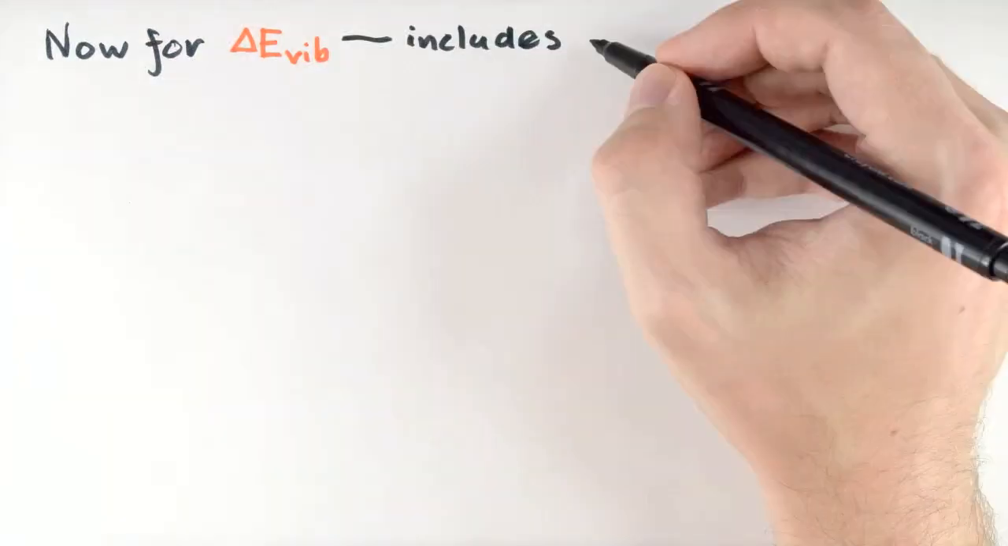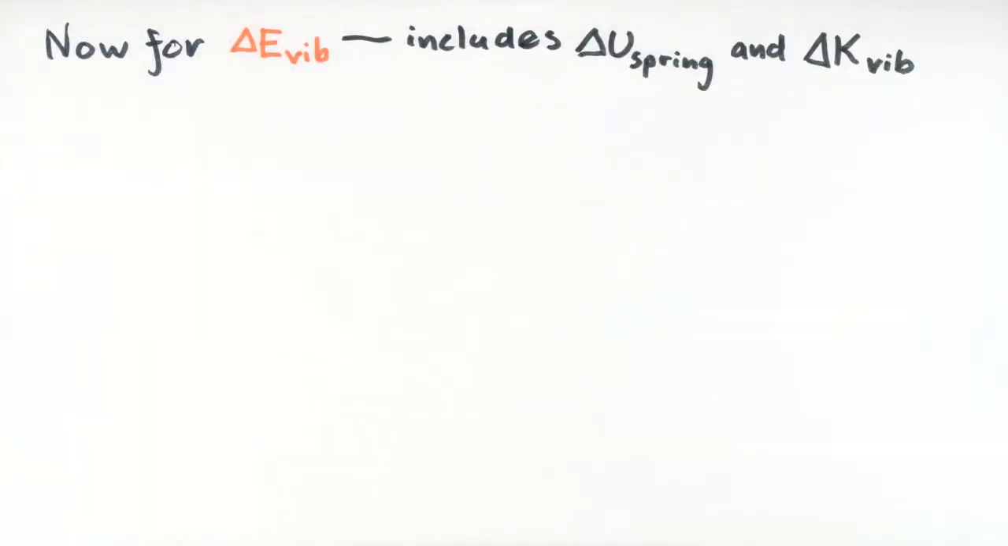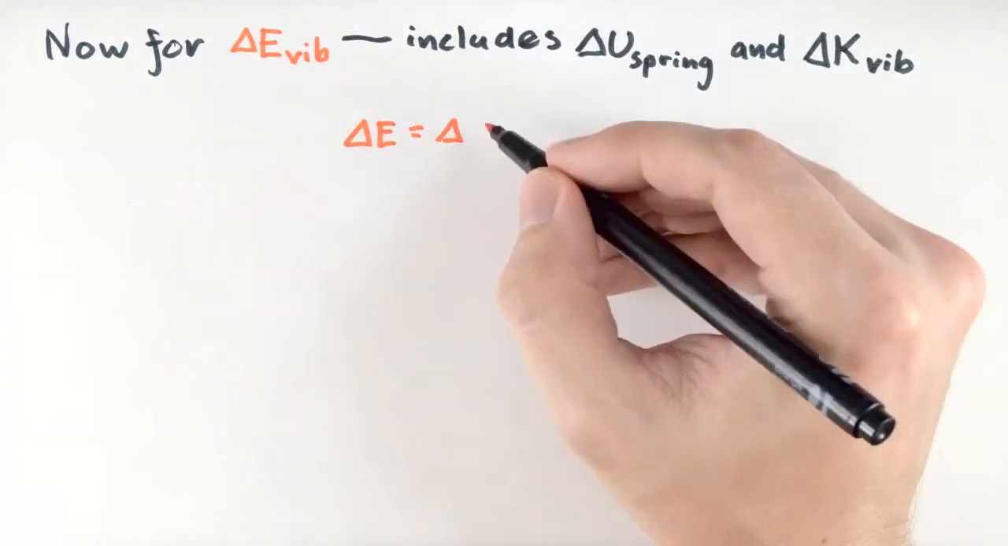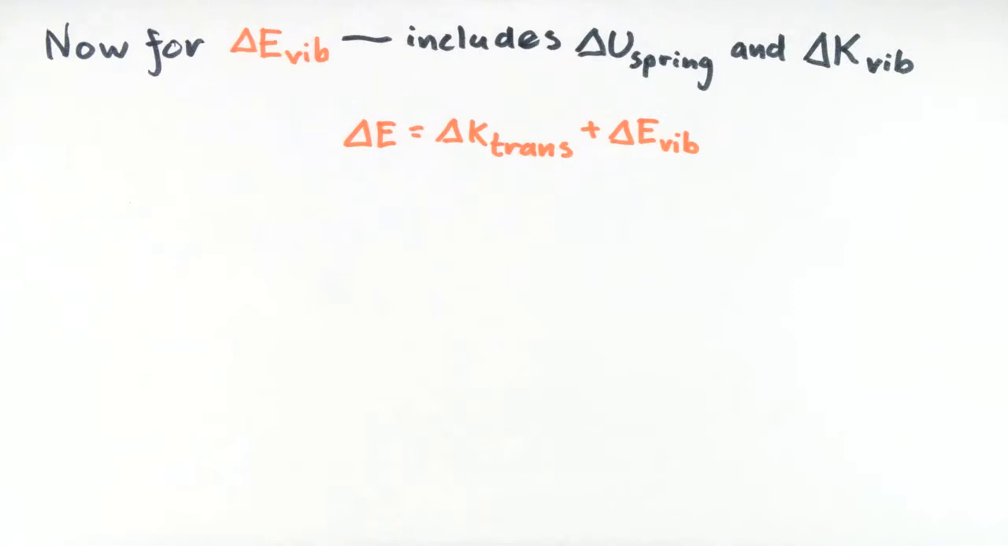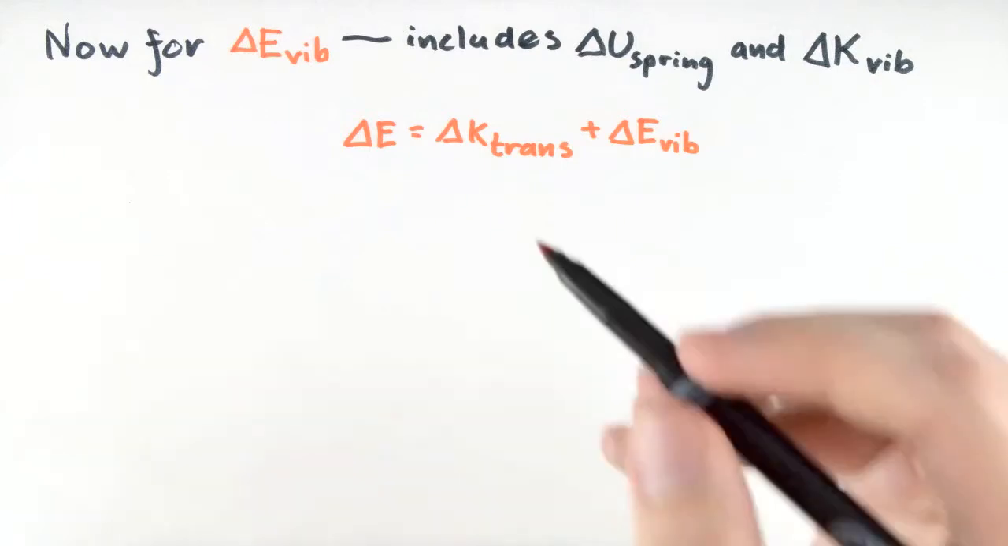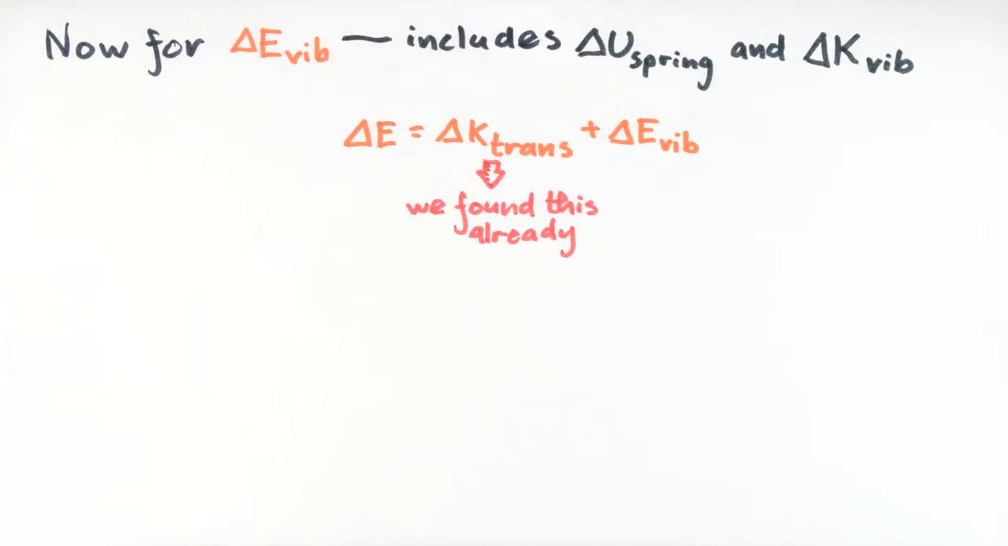Now we're ready to find the total change in vibrational energy, delta E vib. This includes both the change in spring potential energy as well as the change in the kinetic energy of vibrations, oscillations relative to the center of mass. This is an internal energy change, and so this would be counted as part of the total energy changes in the energy principle applied to the full multiparticle model. We also include here the change in translational kinetic energy, which is the same as we found in the point particle model, so we know what that is.